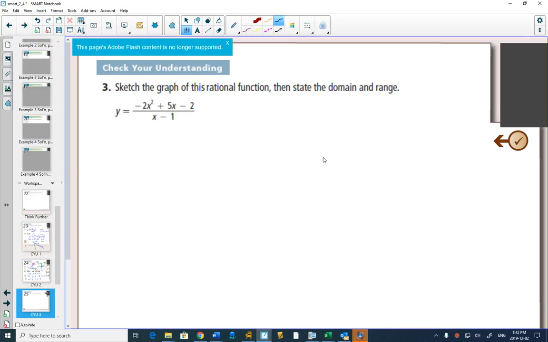So example 3, again, we start by factoring. Step 1, factoring this. And this is a tough one to factor.